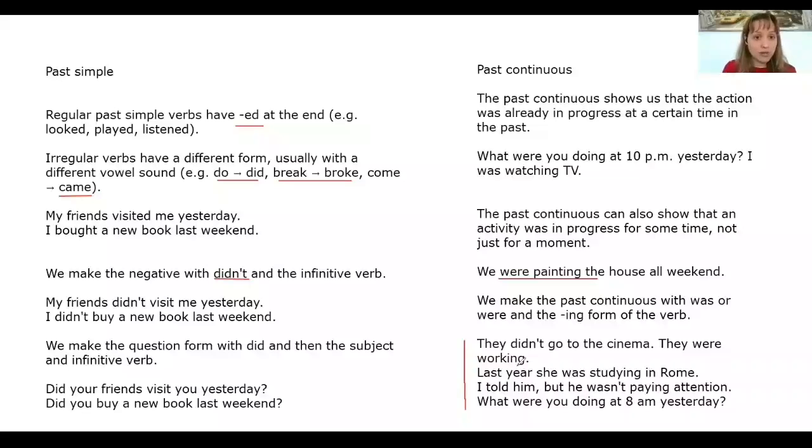Another way of expressing this connection is saying, last year, she was studying in Rome. We are saying that during last year, this action was in progress. It was not just a one-day action, but a long action.